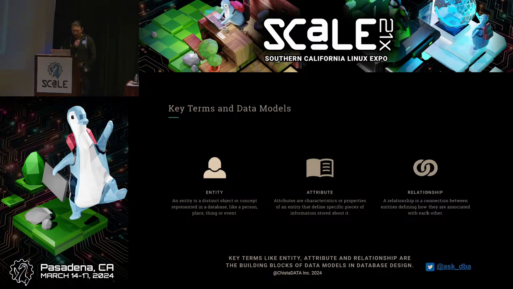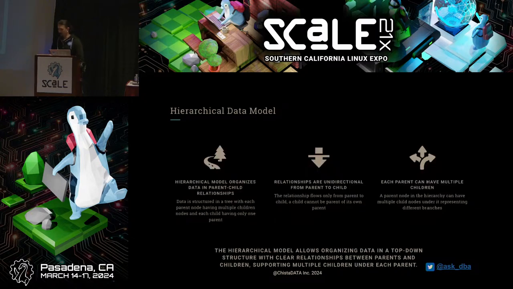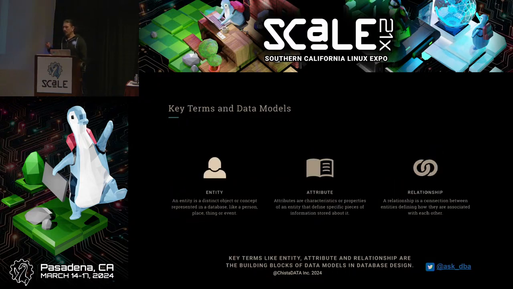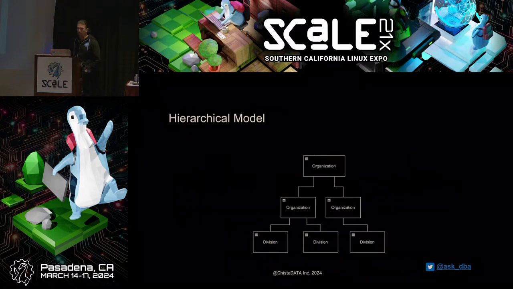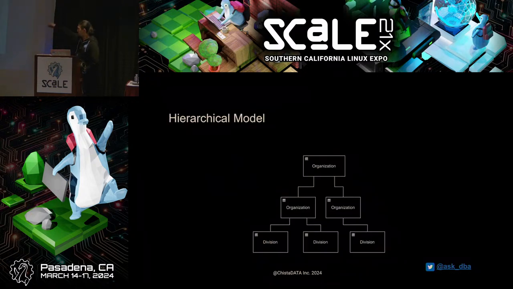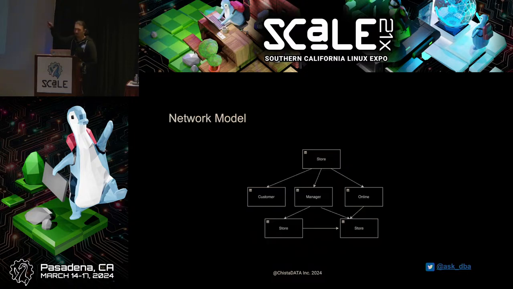Okay. For the data models, we have a couple of key terms: entities, the attributes, and the relations between the entities. These are the things that maybe the new generation of developers or DBAs don't pay too much attention to. But if you have a proper design, these are the things that you will actually have. So the other models are the hierarchical model, for example, which is a top-down model, and you will have no relation from the bottom entities to the top. It will be only one way around.